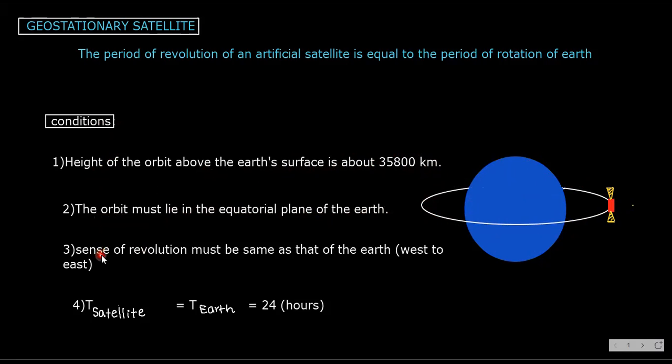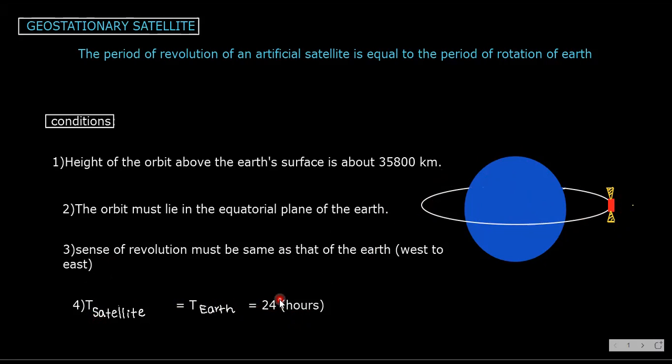Next, the sense of revolution must be the same as that of Earth. We know Earth revolves from west to east. Similarly, the satellite should also revolve from west to east. Next, the time period of this satellite orbiting around the Earth should be equal to the time period of Earth, and that is equal to 24 hours. Clear?